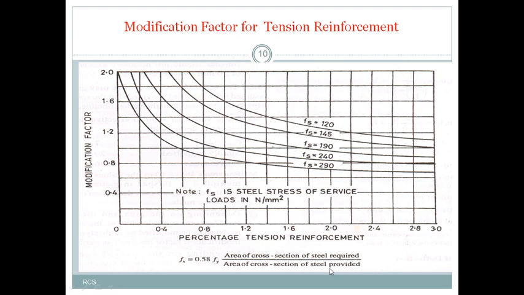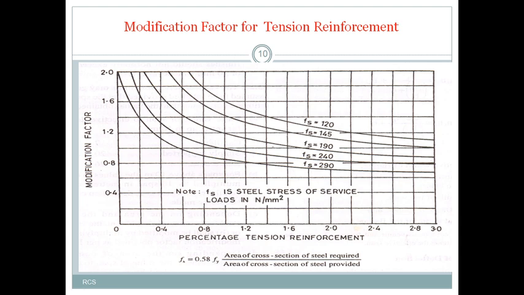What do you mean by these two? What is the basic difference between these two? So let me define here. Area of cross section of steel required means how much steel is required for a particular section, that is required, and how much you are providing is nothing but provided.